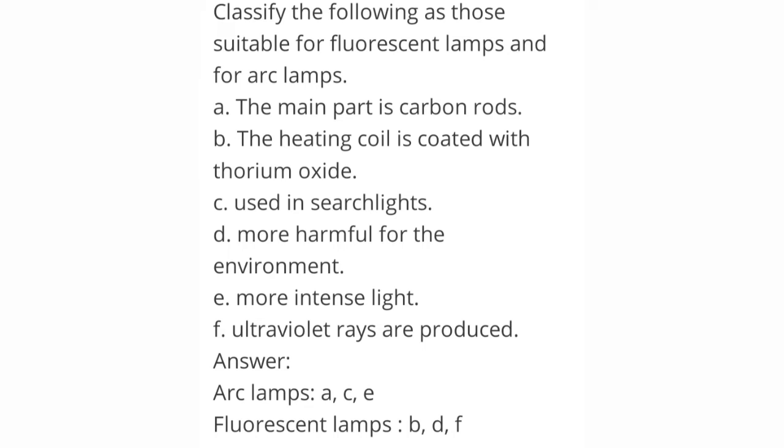Classify the following as those suitable for fluorescent lamps and for arc lamps. A. The main part is carbon rods. B. The heating coil is coated with thorium oxide. C. Used in searchlights. D. More harmful for the environment. E. More intense light. F. Ultraviolet rays are produced. Answers are arc lamps A, C and E, fluorescent lamps B, D and F.